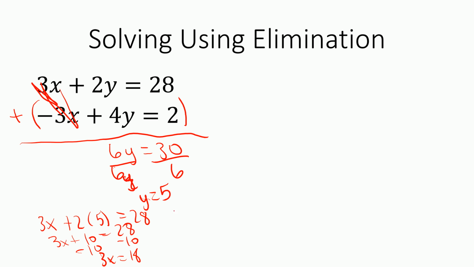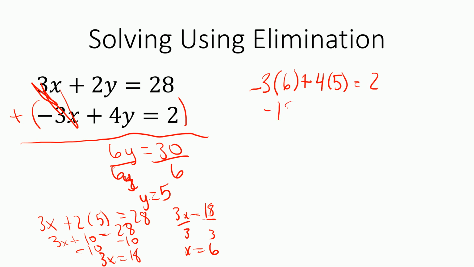I'm going to finish it over here though. 3x equals 18. And then divide by 3, divide by 3. x is 6. Now I'm going to check that, and I'm going to make sure I plug in the correct values for the correct variable. So x is 6, y is 5. And now negative 18 plus 20 equals 2. That does equal 2. So my solution is 6, 5, because that's the point that makes both of them true.